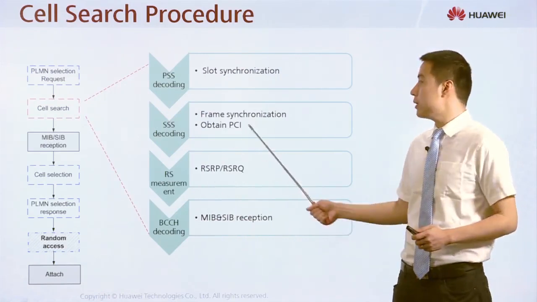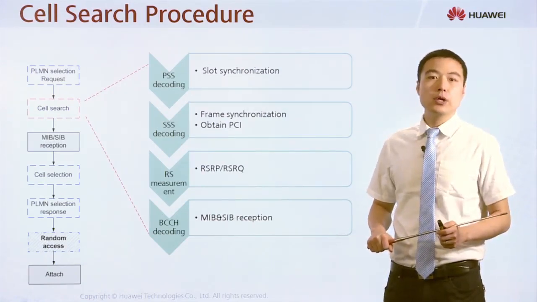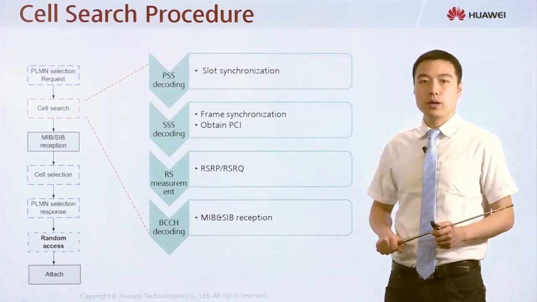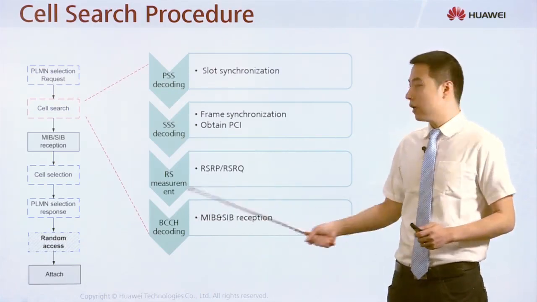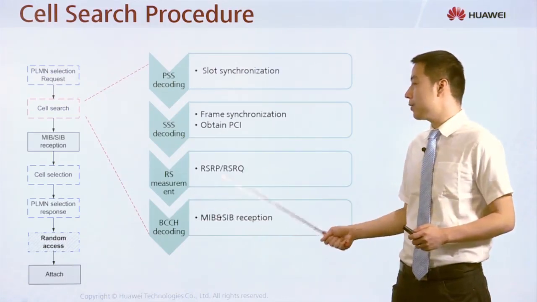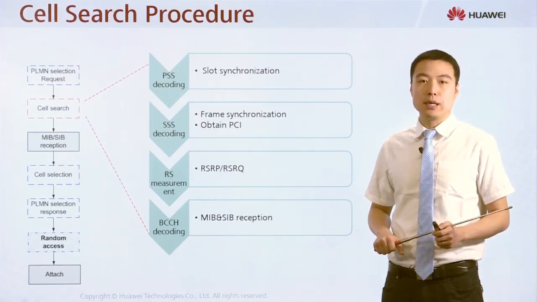After UE gets the PCI, the PCI is just like a key. UE uses this key to open the broadcasting channels. If UE decodes the broadcasting channels, UE can read the MIB message and the SIB message. We have many important messages carried by the MIB and the SIB.